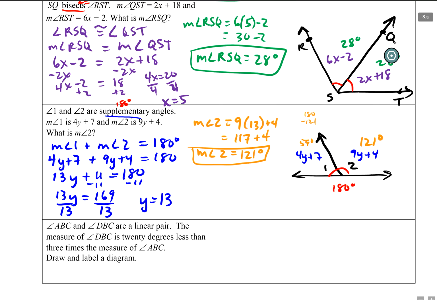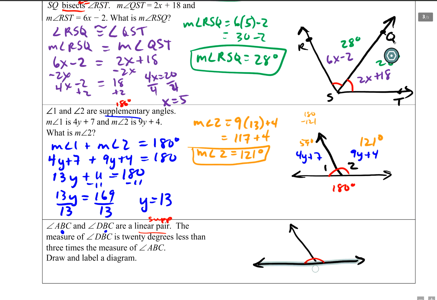All right. The last one. Angle ABC and angle DBC are a linear pair. There's our key word. We know what a linear pair looks like. And I know that linear pair means supplementary. Okay, so we need to do some labeling. Angle ABC, who's common to both? B.